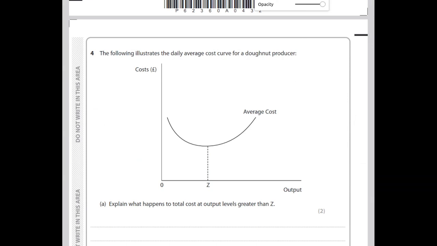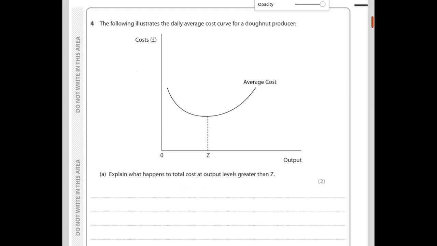So question 4 says, the following illustration illustrates the daily average cost curve for a donut producer. Explain what happens to total cost at output levels greater than Z. So what we're looking at is a diagram for average cost. What this means is basically per unit, we have initially some increasing returns and then some diminishing returns on whatever our fixed investment is. The reason we have this shape is, if I'm producing something, I'm going to be limited by some kind of fixed cost in my business.